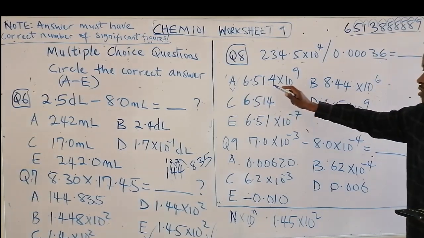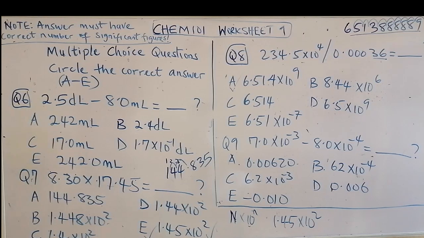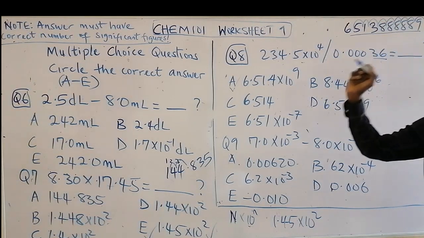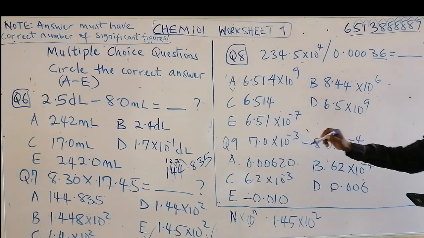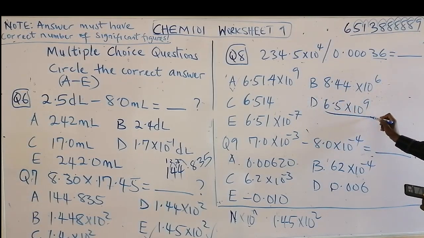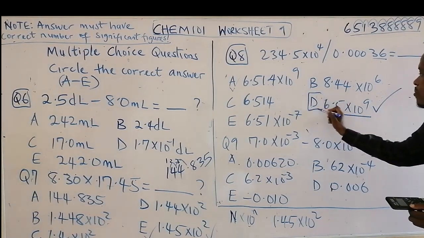Okay? This has 1, 2, 3, 4, 4 significant figures. But based on the rule, our answer must be what? The least significant figures, which is 6.5. 6.5 to the power 9. Our answer is what? Is D.